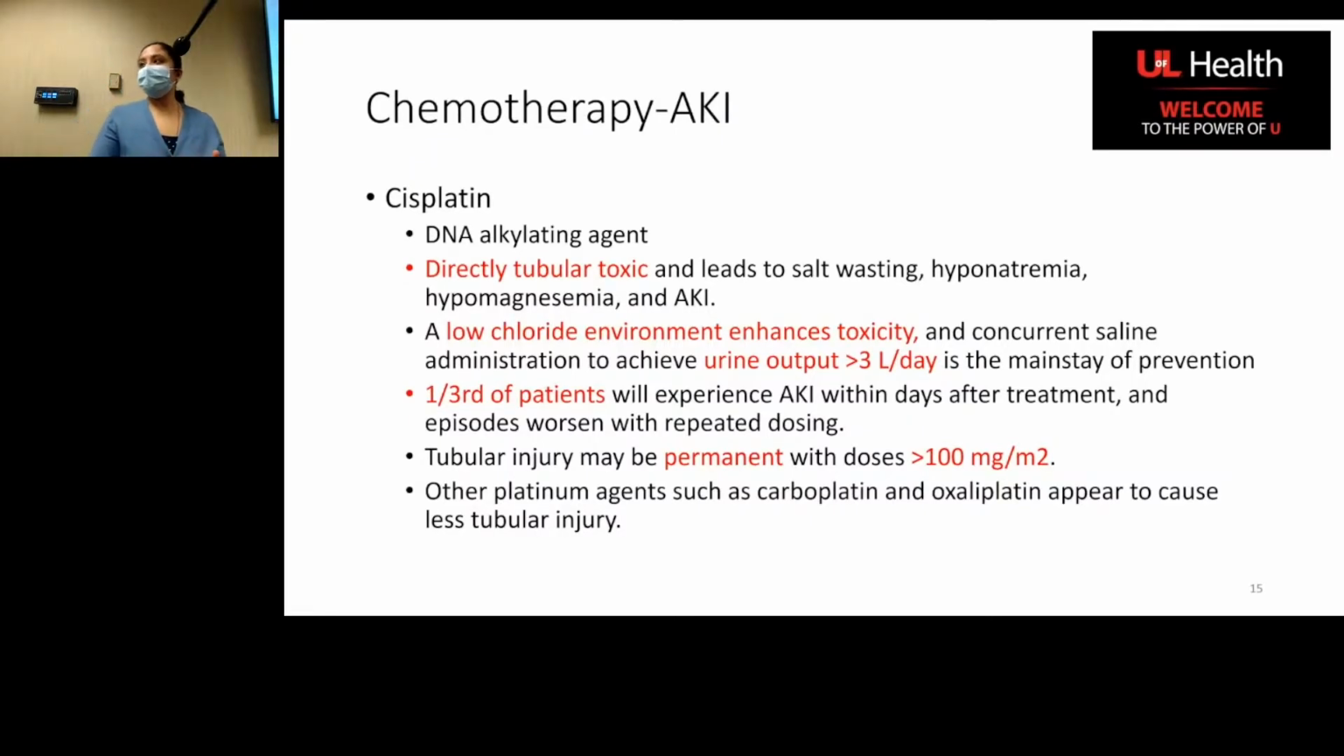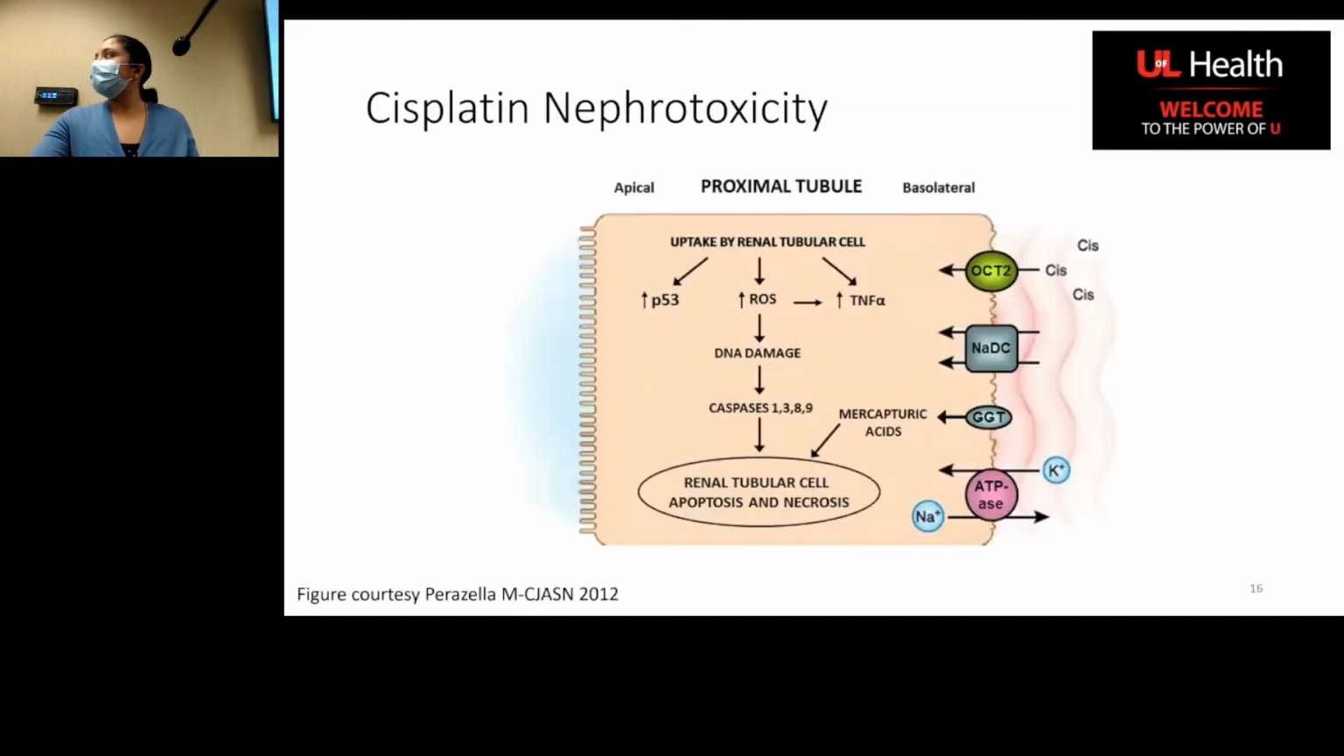Some of the chemotherapy agents that, based on what I'm seeing in clinical practice, I wanted to bring into discussion. Number one is cisplatin. It's one of the DNA alkylating agents, directly tubular toxic, and I wanted to just show how it causes the nephrotoxicity.